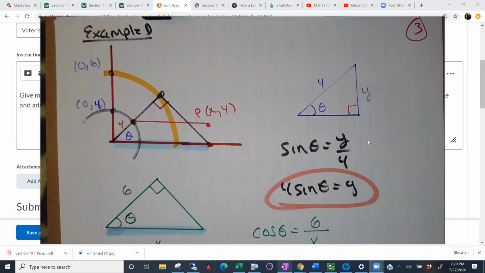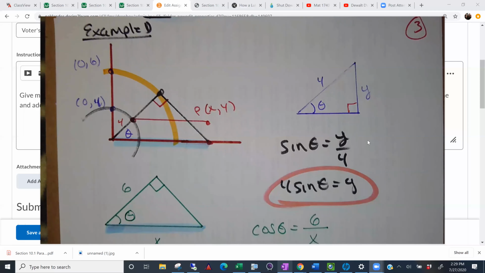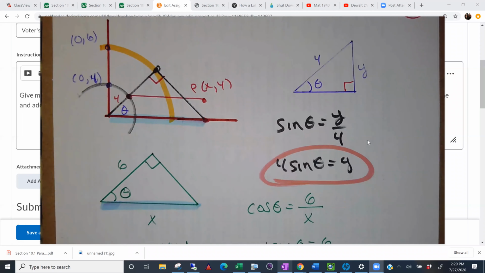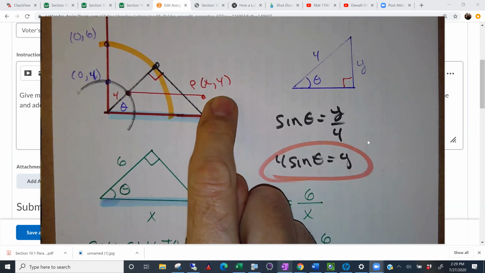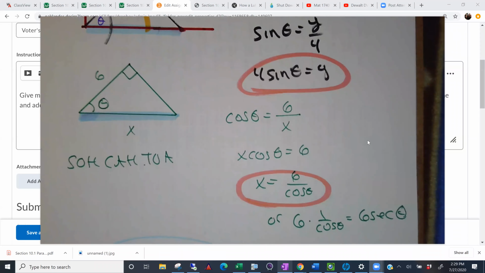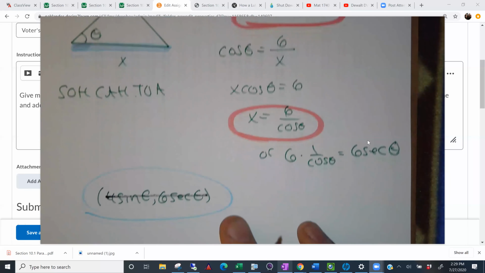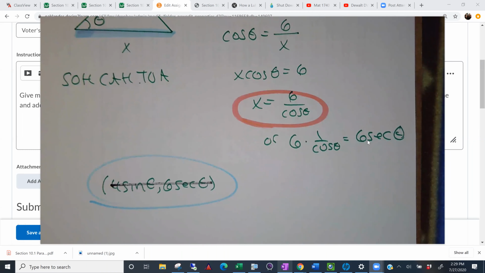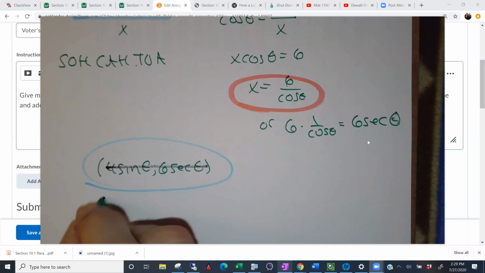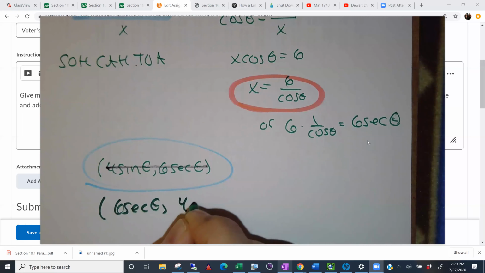Anything else on example D here? Is your point backwards, or is it just me? Am I just not understanding? Which one? Here? The point you made at the bottom, like the XY point. Oh, maybe. Yeah, I think it's just a video distortion. So let me try and write it again, see if we can't clear up that distortion. So it should be 6 secant theta and 4 sine of theta.